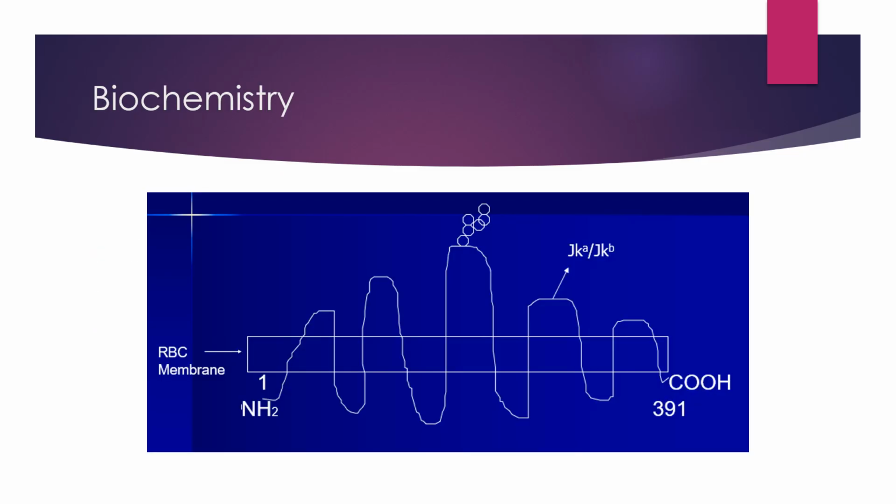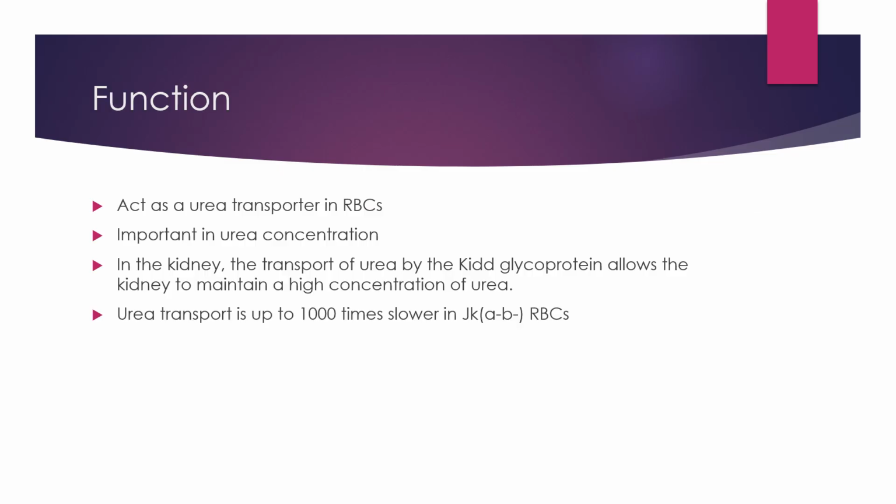The Kidd gene product is an integral glycoprotein that passes 10 times through the red cell membrane. The fourth extracellular loop carries the JKA and JKB antigens. The third extracellular loop carries a small amount of ABO antigens. Approximately 1% of the total ABO antigens are found on the third extracellular loop. The Kidd glycoprotein is a urea transporter in the red blood cells and kidney tissue. It is important in urea and urine concentration.